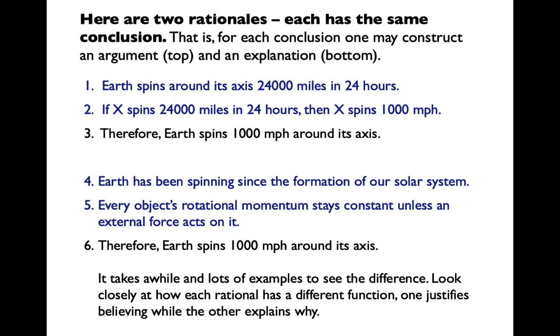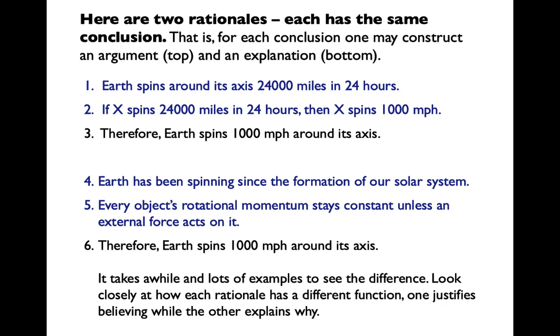Earth has been spinning since the formation of our solar system. Every object's rotational momentum stays constant unless an external force acts on it. Therefore, Earth spins 1,000 miles per hour around its axis. Notice, in each of these, claim 3 and claim 6, which are identical, we say Earth spins 1,000 miles per hour around its axis. This is the phenomenon we want to establish, provide evidence for believing occurs or is real, and it's also what we want to explain.